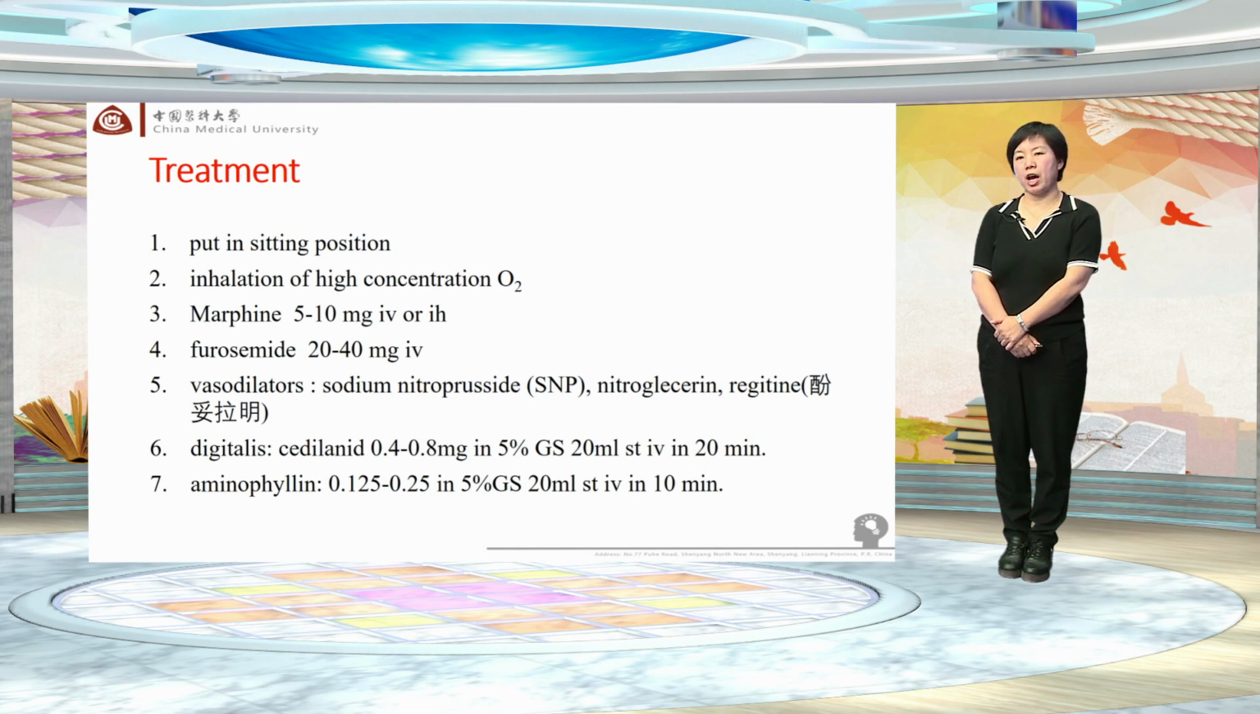When we treat acute heart failure, we should put the patient in a sitting position and give a proper concentration of oxygen. Sometimes we use morphine and furosemide. Sometimes we will use digitalis.